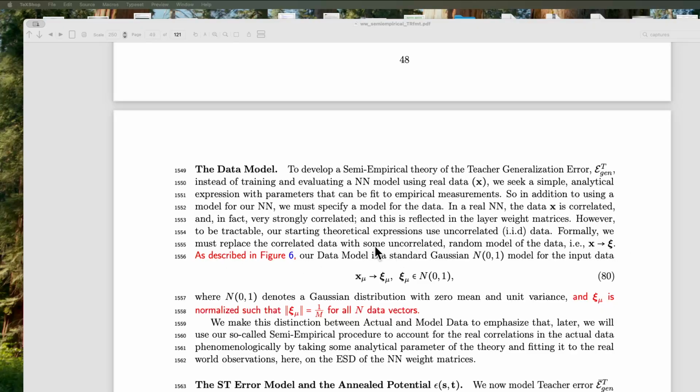Formally, we must replace the correlated data with some uncorrelated random model of the data. X goes to psi, as described in this figure. Our data model is a standard Gaussian model for the input data. Psi, each example of the real-world data becomes a Gaussian vector, where N0 denotes a Gaussian distribution with 0 mean and unit variance. Psi mu is normalized such that the Frobenius norm is 1 over m for all data vectors. And I just want to make it clear that that is actually the Frobenius norm, since there might be some confusion over that.